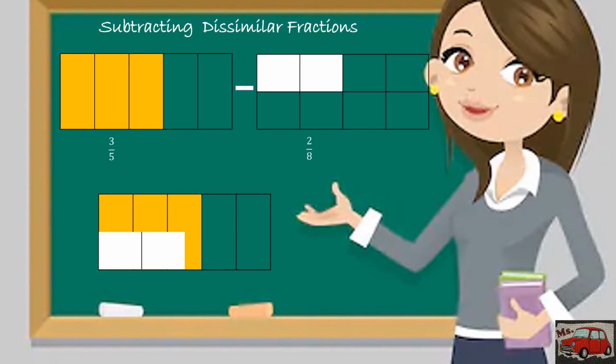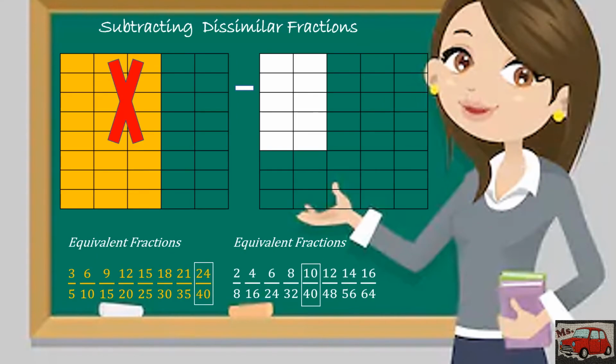Okay, so let's have another example. So, we have 3/5 minus 2/8. So, kung titingnan natin, babawasan daw natin ng 2/8 yung 3/5. So, ganito yung magiging itsura niya. So, kung tatanggalin natin yung 2/8 sa 3/5, anong basa ngayon dun sa orange or sa part na natira nung tinanggal natin yung 2/8? Okay? So, we can't say kung anong fraction yan. So, let's do something about it.